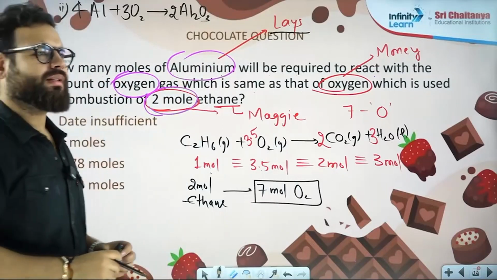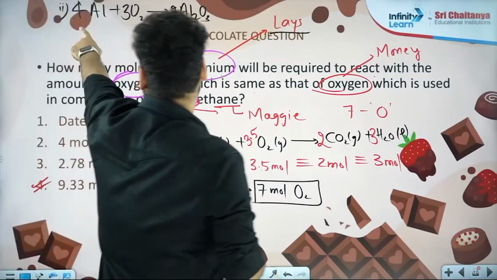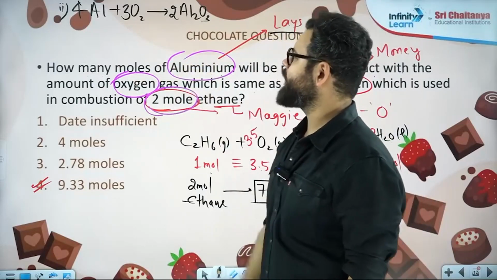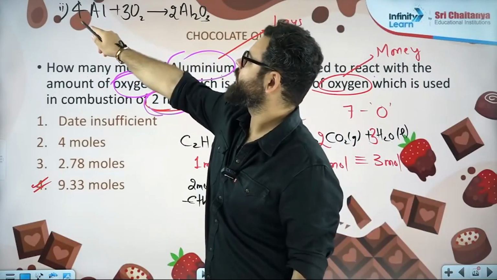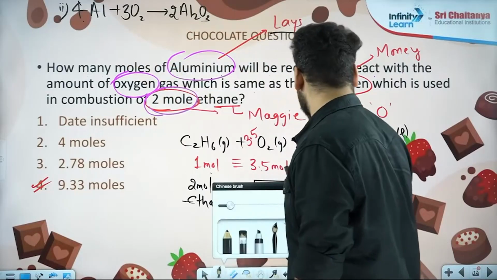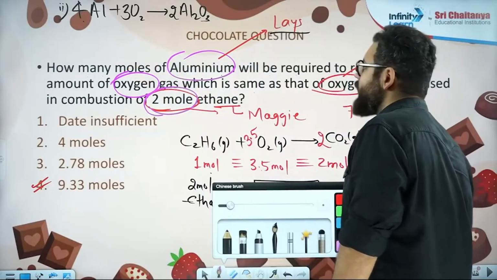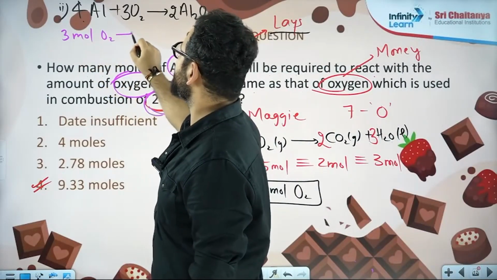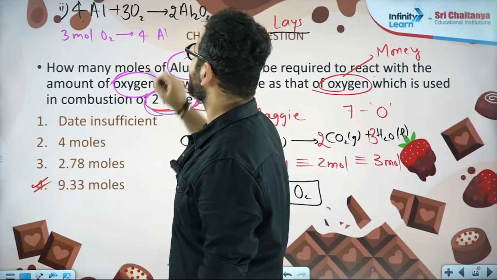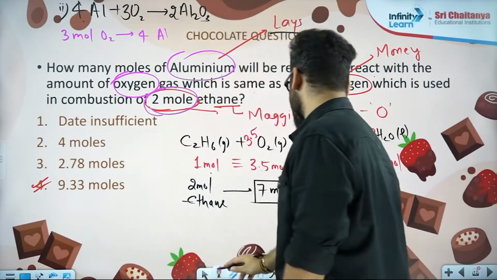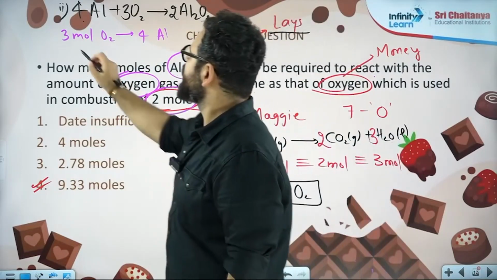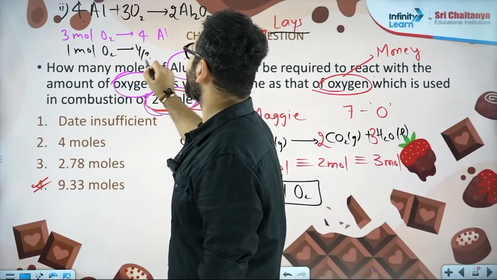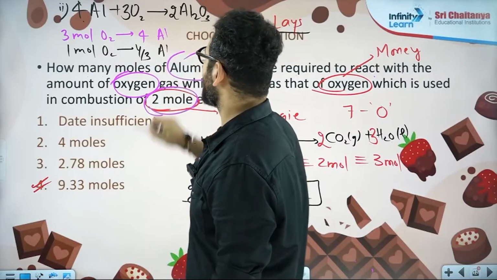Okay. So we can say that 4 packets of Lay's come from 3 mole oxygen. But I have how much oxygen? 7 mole oxygen. So 3 mole oxygen buys us 4 Lay's packets. So 1 mole oxygen will buy us how much? 4 by 3 Lay's packets.